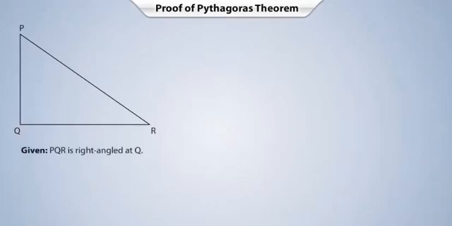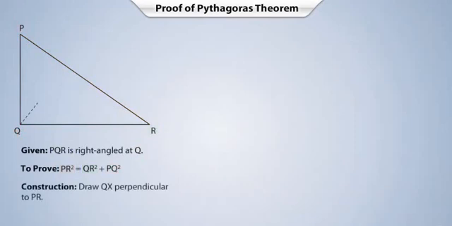Consider a right triangle PQR that is right-angled at Q. We need to prove that PR square is equal to QR square plus PQ square. We first draw segment QX perpendicular to segment PR.